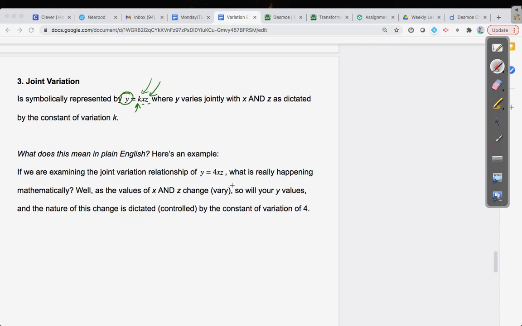So I'm not going to read this out. But here's a specific example of y is equal to 4xz. I've chosen to make the constant of variation 4. And let's look to see what happens here.